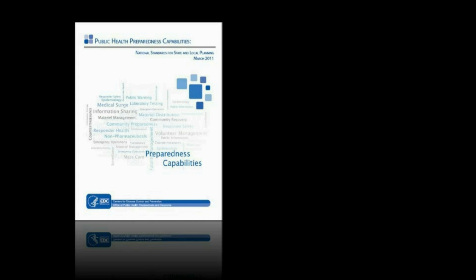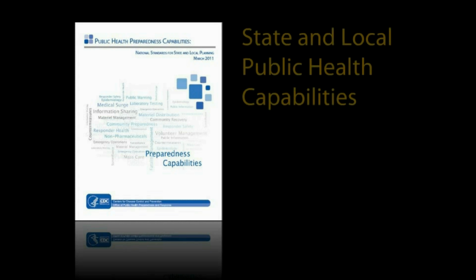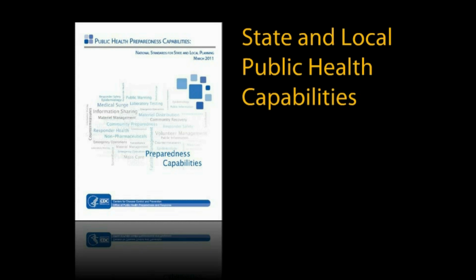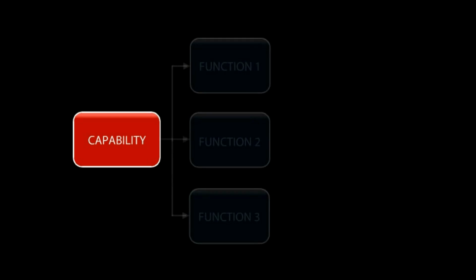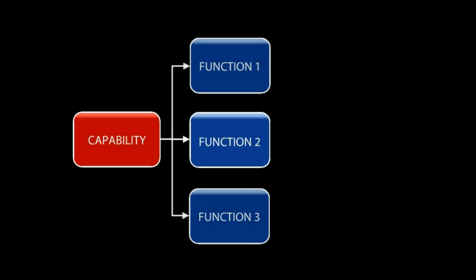Let's take a closer look at the overall structure of state and local public health capabilities, including the capability definition, associated functions, tasks and resource elements, and performance measures. The capability definition defines the capability as it applies to state, local, tribal, and territorial public health. Each capability is composed of 3 to 5 functions.